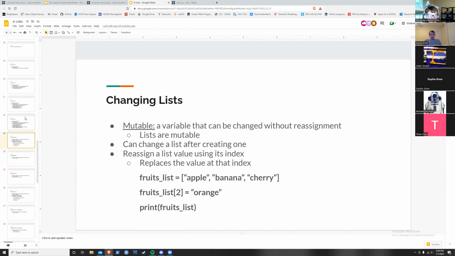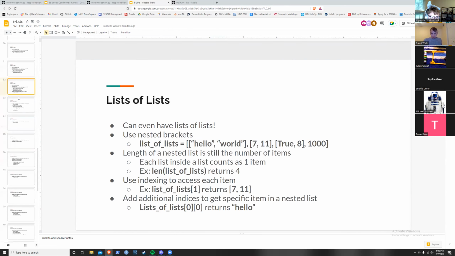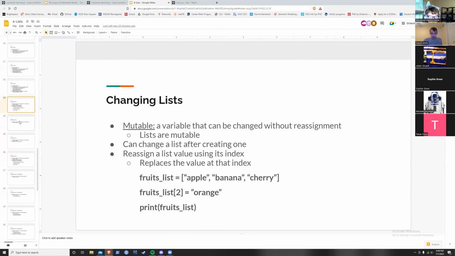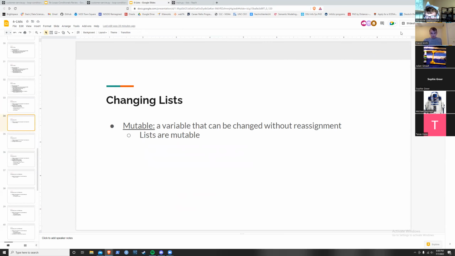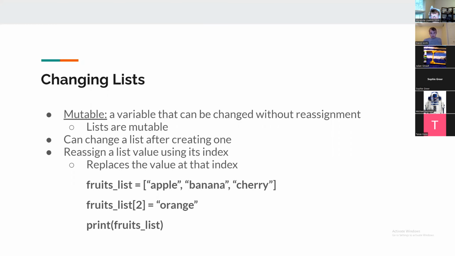Oh, this is annoying. Okay, so aside, I split out my slides so that you got just one fact at a time, but accidentally left this one with all of them at the same time. I apologize if that was overwhelming. Let's see it one at a time. So lists are mutable. You can change a list after creating it, and you can reassign a list value using its index. And this is the example that I had there.